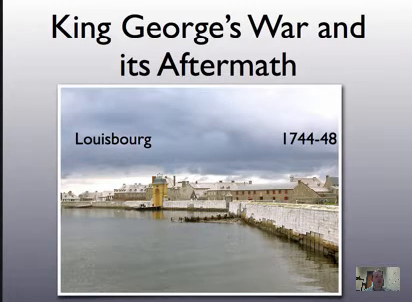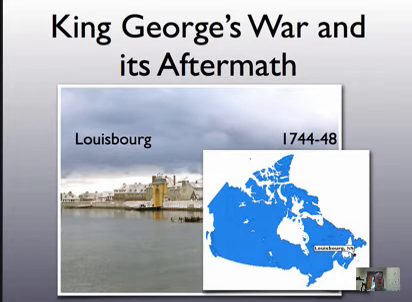In 1744 to 1748, we have another war between the British and the French, known as King George's War. And during King George's War, we have a major victory in Canada. The colonial troops score a major victory by capturing the French-Canadian city of Louisbourg. This proves that colonial troops are militarily competent, that they can stand on the battlefield and defeat European powers.